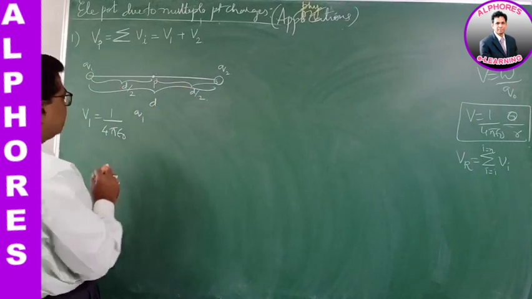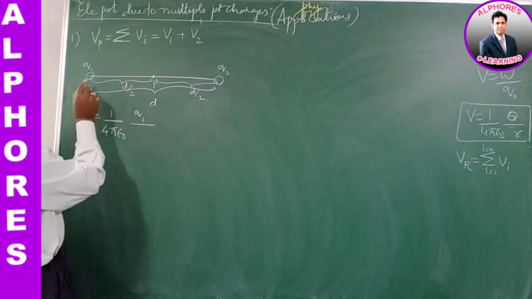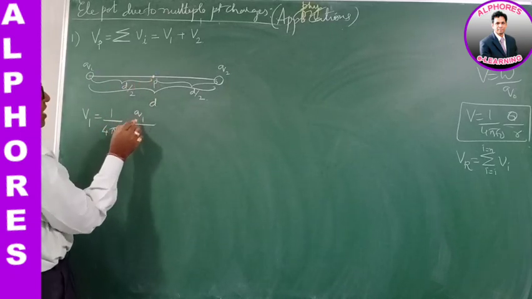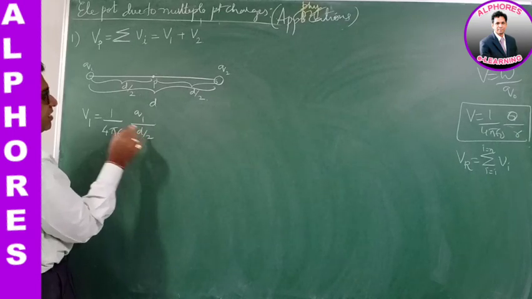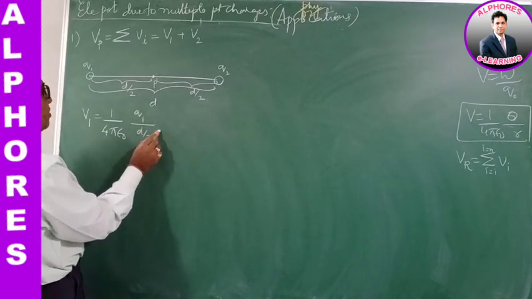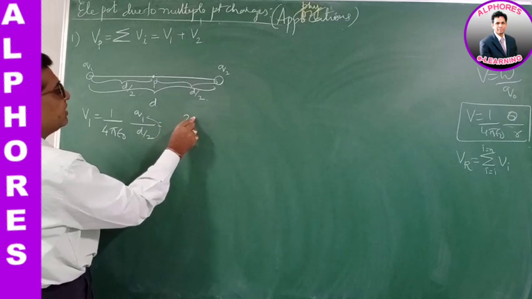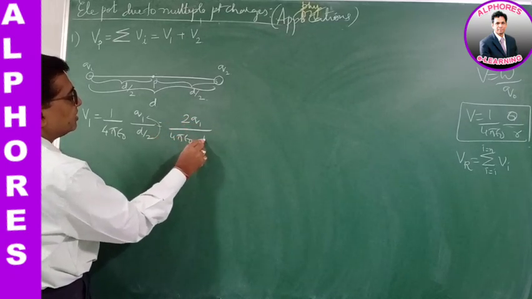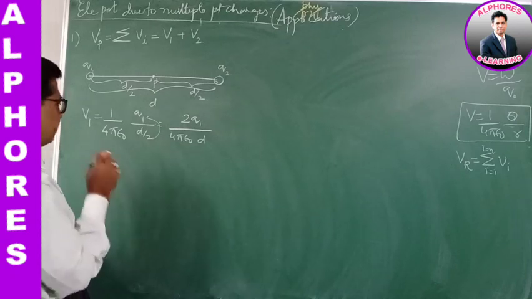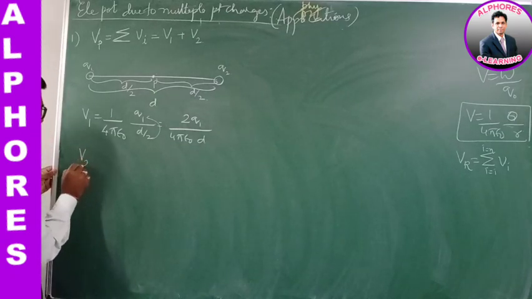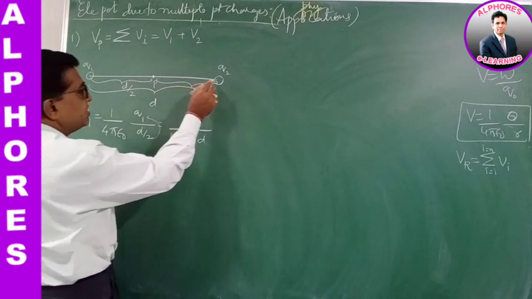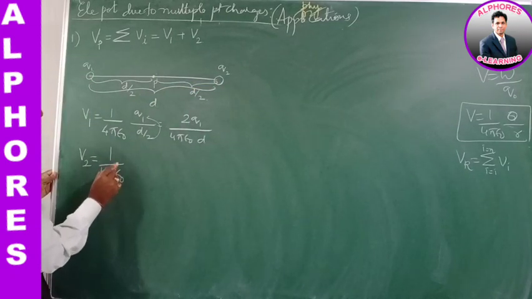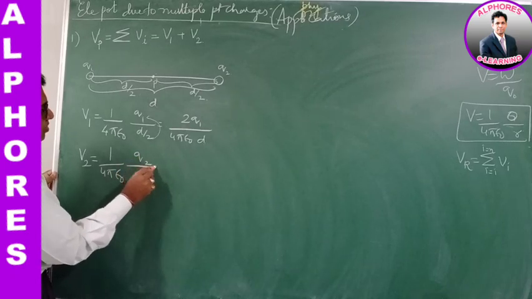So substituting, the potential due to Q1 at this point is 1 by 4 pi epsilon naught, charge Q1, distance D by 2. Now this 2 will go up, so you will get 2 Q1 by 4 pi epsilon naught D. This is the potential. Similarly, the potential due to the second charge is 1 by 4 pi epsilon naught, now the charge is Q2.